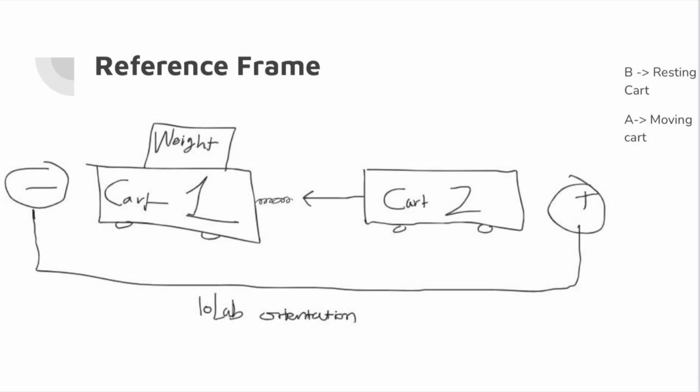So for our reference frame, we had the 2 carts, with the one weight on top, and we had the IOLabs oriented so that the left direction was negative, which was the way that cart 2 is traveling, and positive being opposite to the direction of cart 2's travel. And cart 1 is described as B in the calculations, and cart 2 is described as A in the calculations.